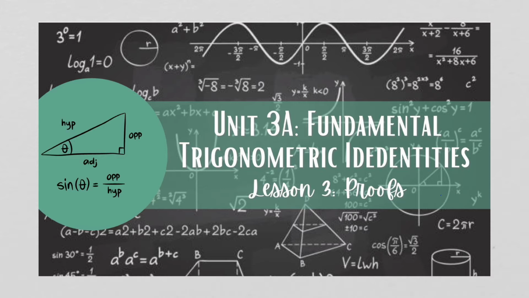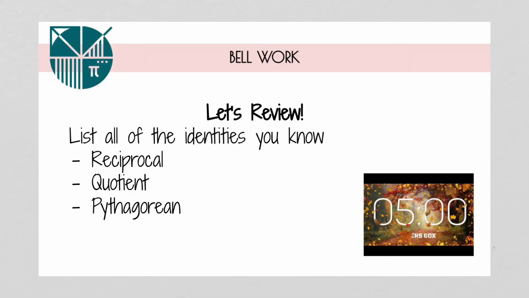It does say it's called proofs, which I know people get scared when they see that, but this is not that way. So for the bell work, I want you to list all of the identities you know. So we know the reciprocal, quotient, Pythagorean. I want you to write them down. As you noticed in the gateway yesterday, or I'm sorry, on Tuesday, you had to have those memorized. So write them. Someone set a timer, give yourselves 5 minutes, pause the video, and write down all of the identities that you know.